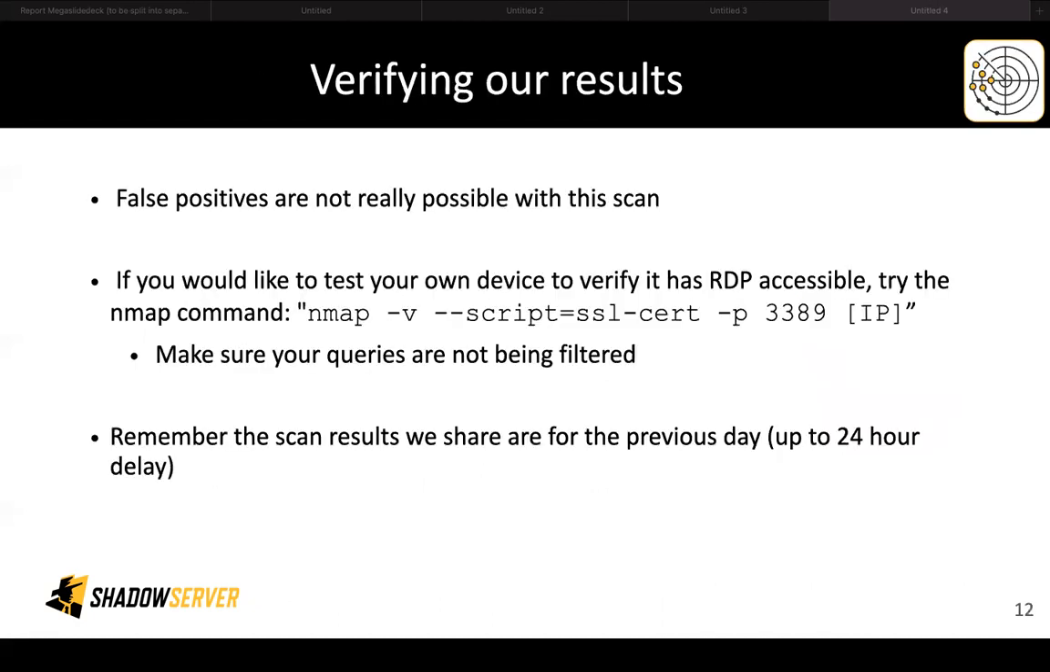Verifying our results. False positives are not really possible with this scan. If you would like to test your own device to verify it has RDP accessible, try the nmap command: nmap -v --script=ssl-cert -p 3389 and quote your IP. Make sure your queries are not being filtered. Remember, the scan results we share are for the previous day with up to a 24-hour delivery delay.